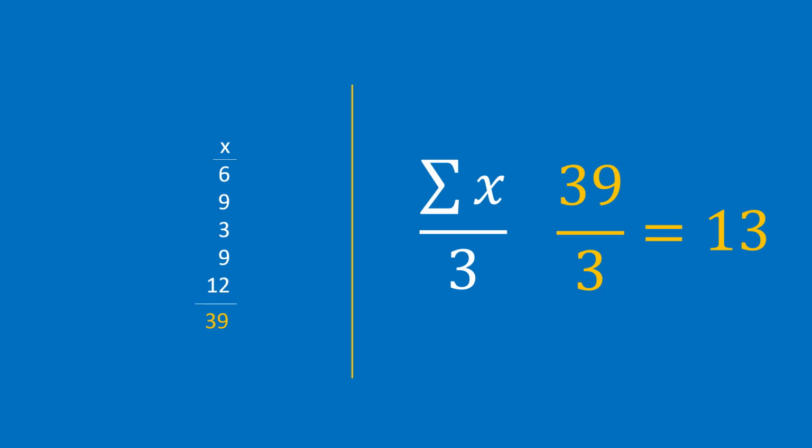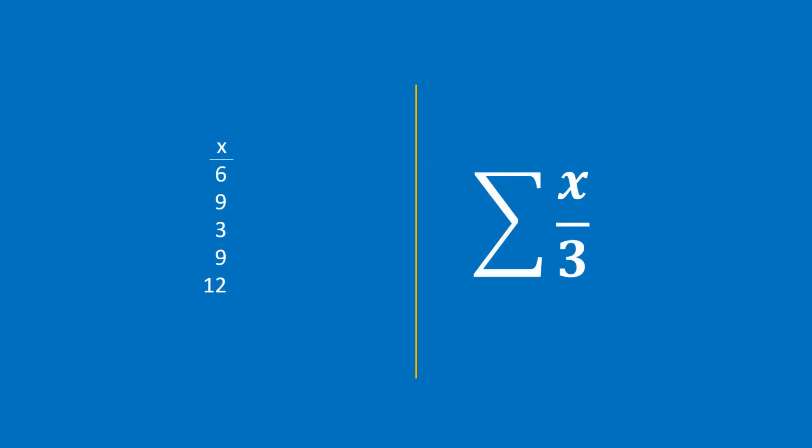Note, however, that this problem is distinct from this one. What do you think the correct value is for this expression? The sum of x over 3. In this case, you would divide each x value by 3 and then sum up all the quotients. The correct answer is 13.